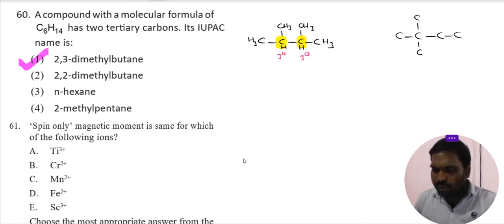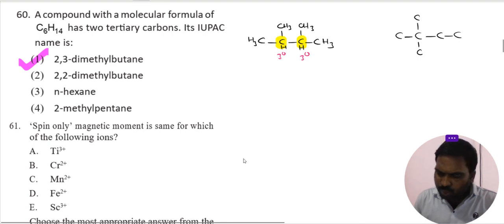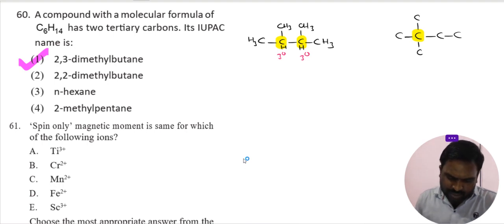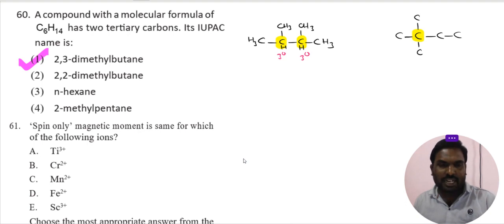Okay, 2,2 dimethyl butane. Here no two tertiary carbon atoms. This is a quaternary carbon. Here no tertiary carbon atoms. So this is wrong. Even anhexane also does not exist. 2-methyl pentane also does not exist. Here option 1 is the right answer. It has two tertiary carbon atoms.